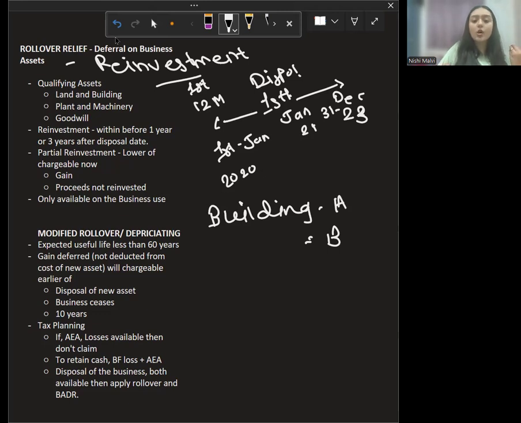One more rule is all the reinvestment must be for business use only. All these reliefs are available only for business use. Why would the tax department give you relief for personal use? No, you don't get it. You'd only get it for business use.